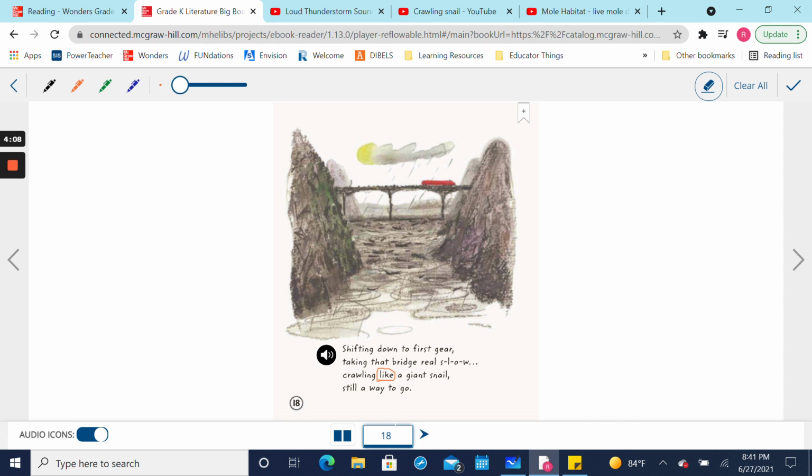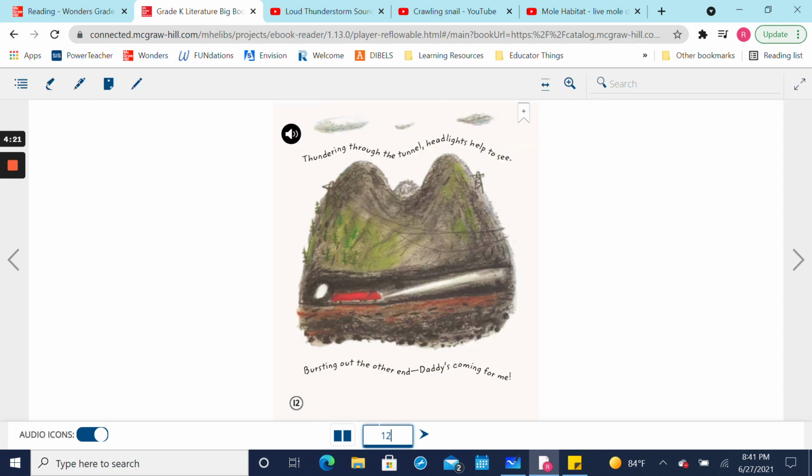Let's look at two more examples of how we can use context clues to figure out what the words mean. Let's go to page 12. Now page 12 says at the top, thundering through the tunnel, headlights help to see. This first word, thundering. Can a truck make lightning and thunder?